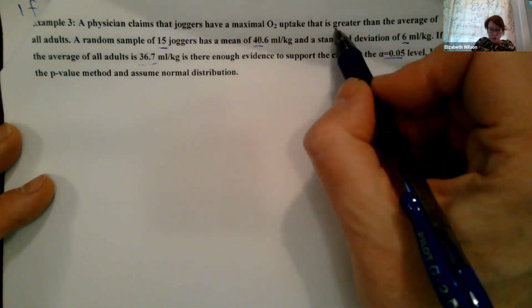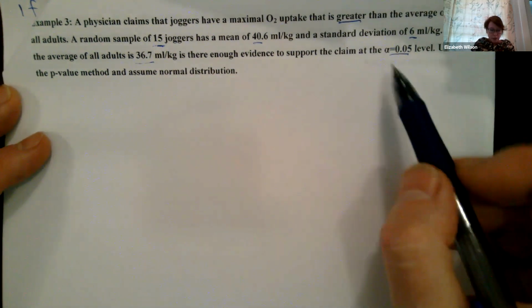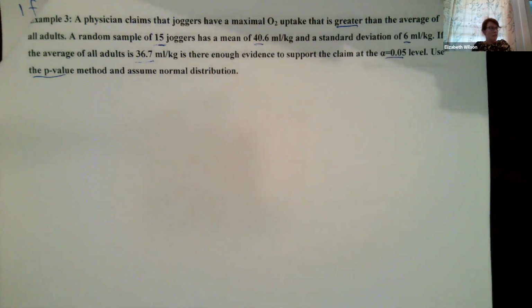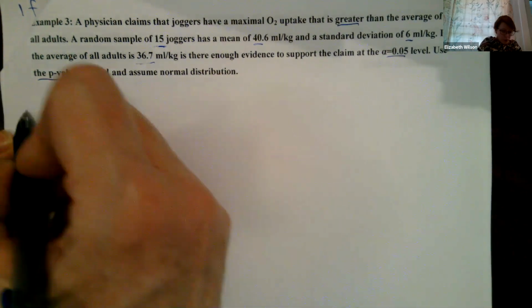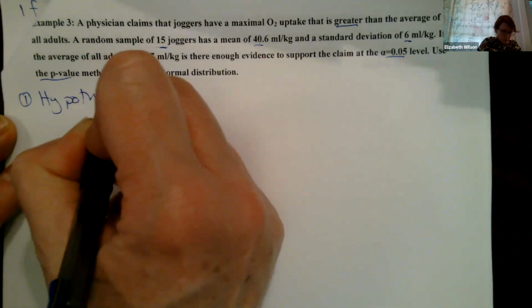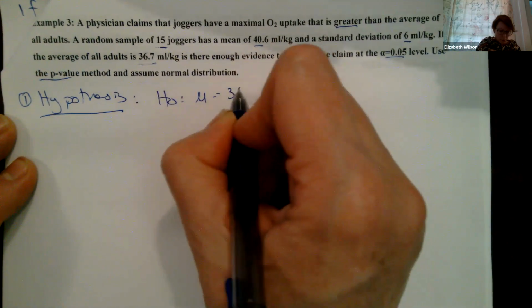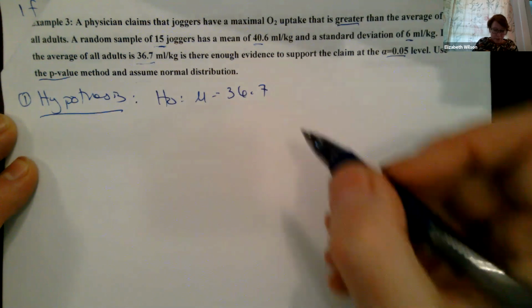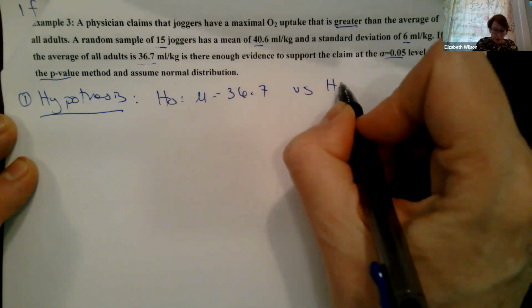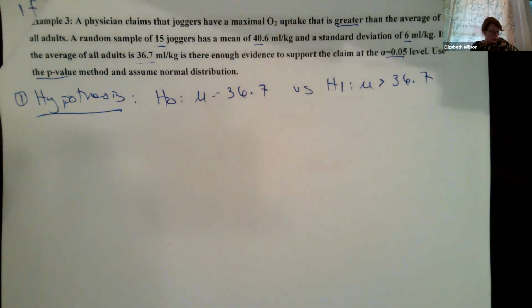But watch, this is greater than, so we're thinking about things in terms of a right-tailed test based on how things are being labeled here. We're going to use the p-value method, and we're going to assume the data is normally distributed, which allows us to use a t-test to compare stuff. So let's write down our hypotheses. I've got my null hypothesis that the mean is equal to 36.7, that's our population, versus our alternative hypothesis, which says that the mean is greater than 36.7. This is our oxygen uptake.